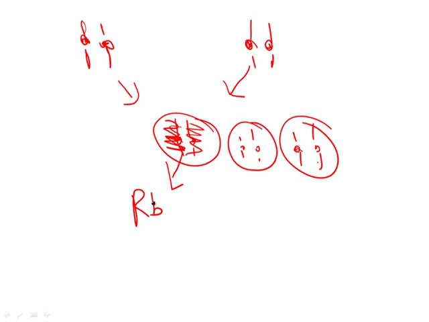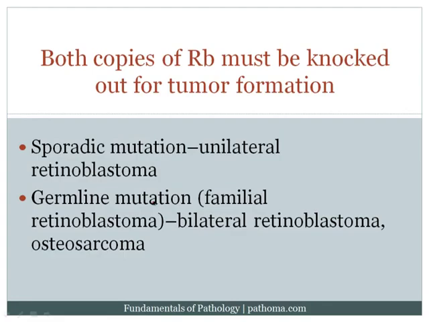And so that's why I say here in your text that with a sporadic mutation, the most those patients would ever develop is a unilateral retinoblastoma. Now let's take the other extreme. Let's say that here and here are the father and the mother, and let's pretend that one of the parents has a bad gene.